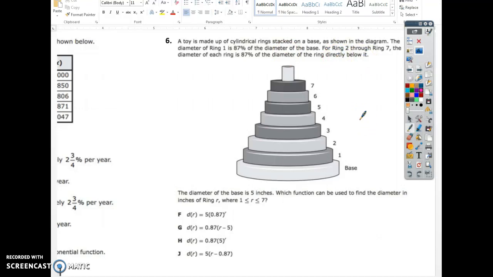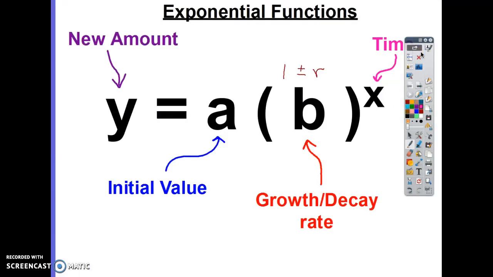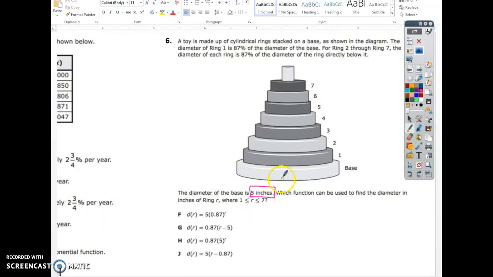Okay? It says that the diameter of the base is 5 inches. That means that is the initial, let's go back to our formula, the initial value. Okay, they started with 5. The bottom base is 5 inches. That is your A. So y equals 5, then something's happening, it's decreasing, right? To the power of x.